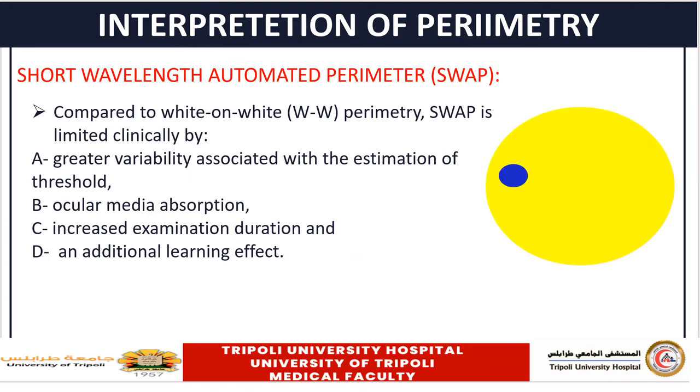Now, nothing is perfect in this technology. The disadvantages of the short wavelength automated perimetry are that it needs a learning curve and it takes a long duration as compared to new strategies of the standard automated perimetry. It is also affected by medial opacities, so if there is cataract, it will be affected. It has greater variability associated with the estimation of the threshold, and it has increased examination time. These are the disadvantages of the short wavelength blue on yellow automated perimetry as compared to white on white perimetry.